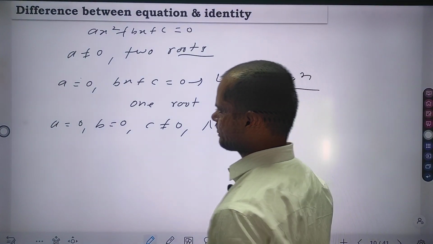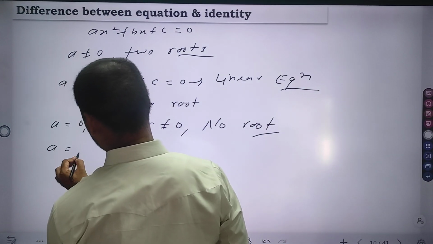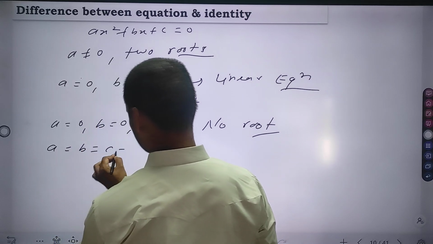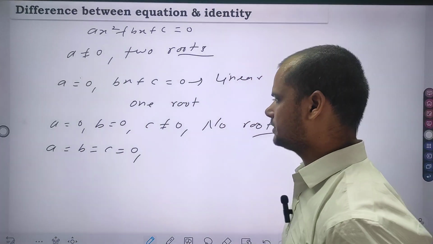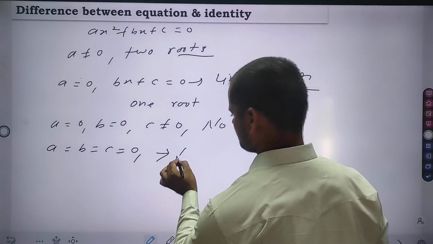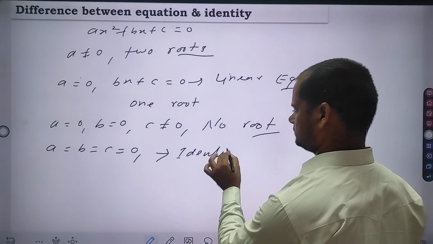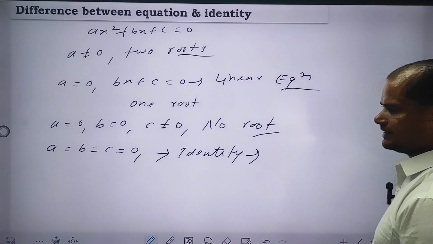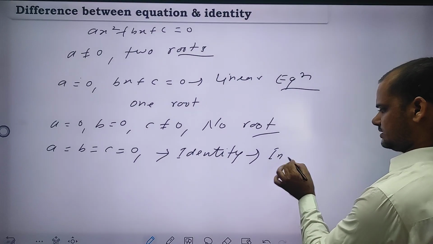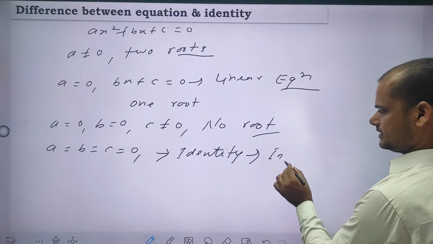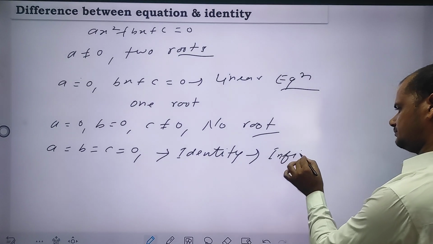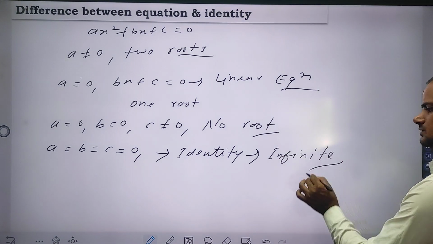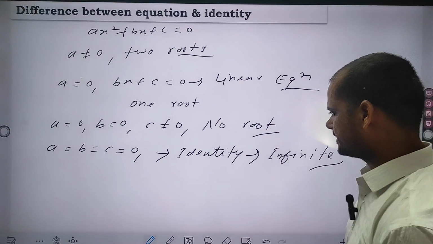And if a equal to b equal to c equal to 0, then this will become an identity, and the roots of an identity are infinite. Any identity will have infinite roots.